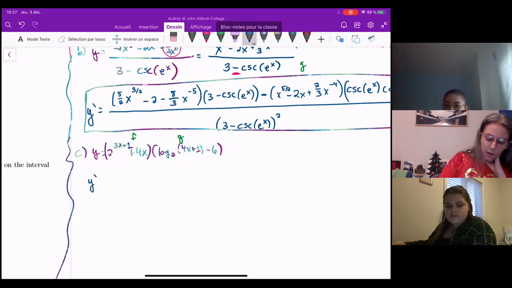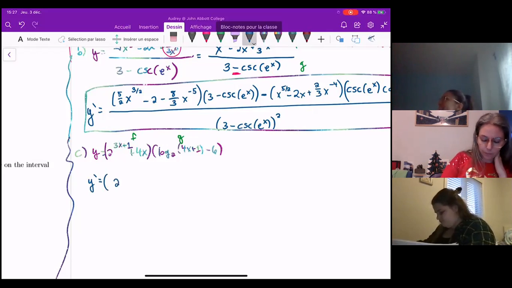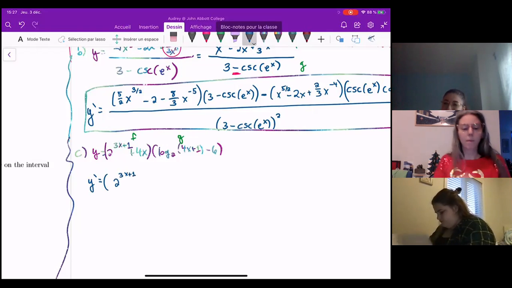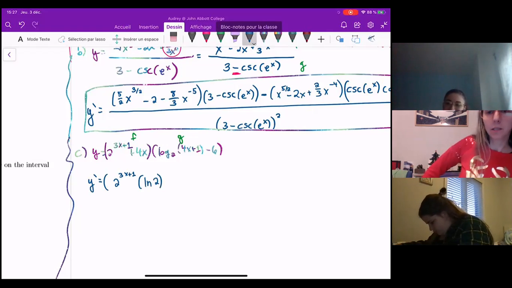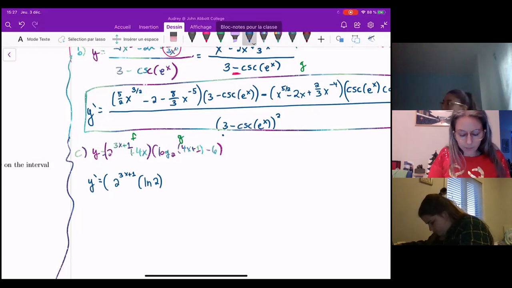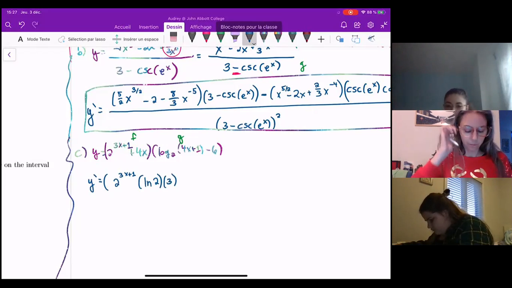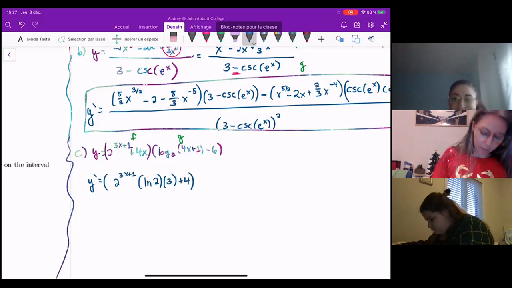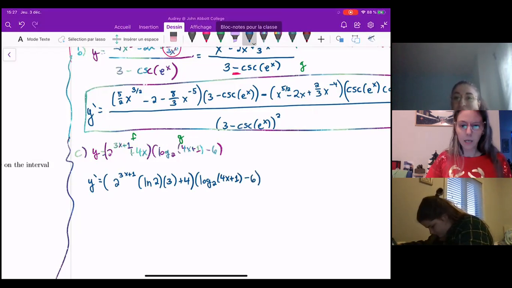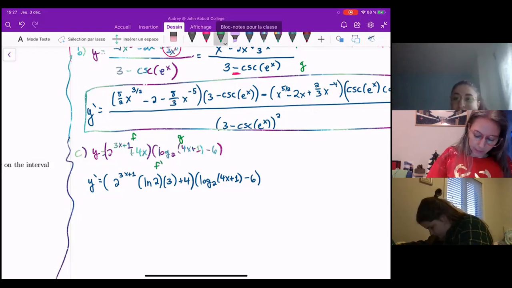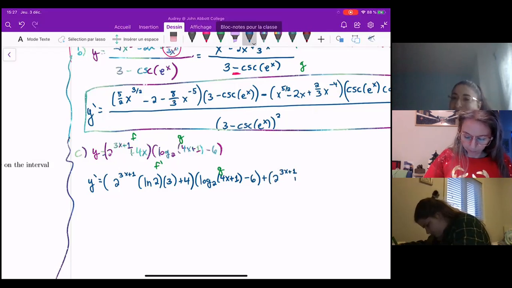So my y prime then is the derivative of the first. So I have 2 to the 3x plus 1. Remember, when the base isn't e, we have to multiply by ln of that base. So I have an extra ln 2 here, times the derivative of 3x plus 1, which is 3, plus 4, times log base 2 of 4x plus 1, minus 6. So this is my f prime, this is my g, and now I'm doing plus f times g prime.